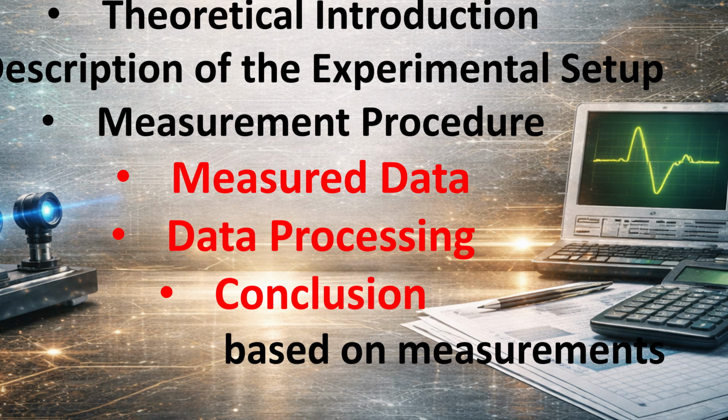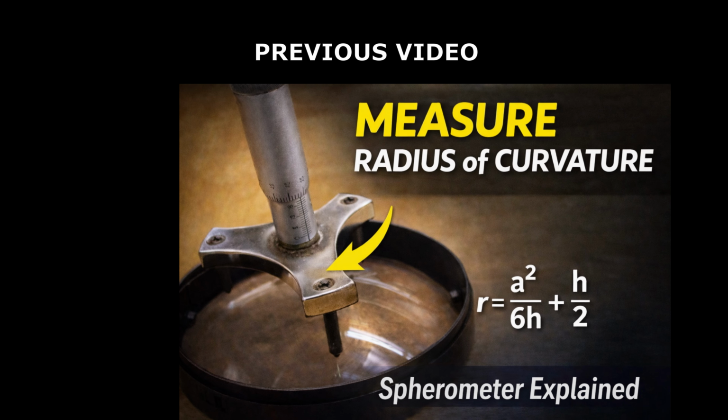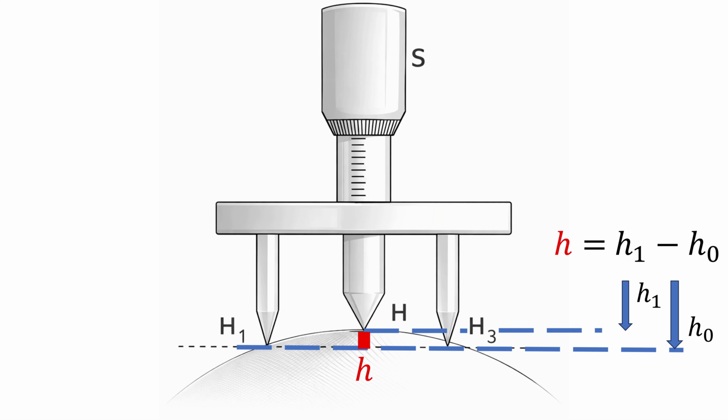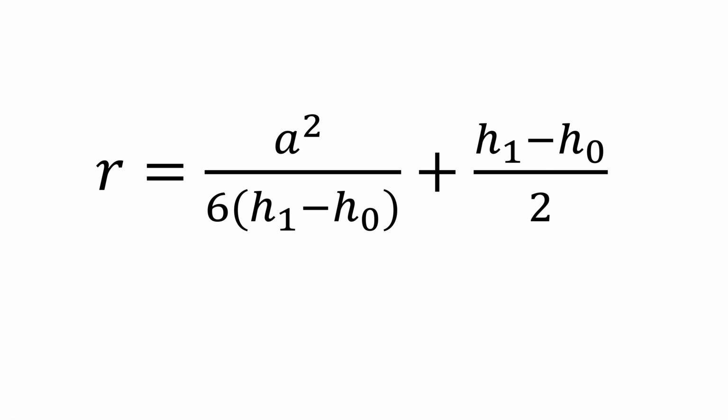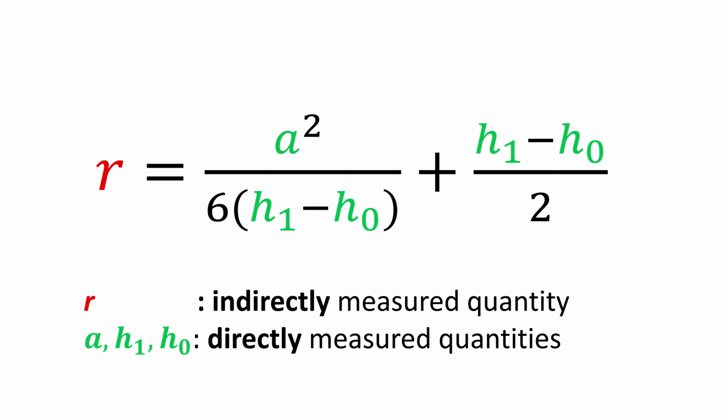the conclusion using a simple experiment shown in my previous video titled How to Measure Radius of Curvature with a Spherometer, Step-by-Step Physics Tutorial. In that experiment, we demonstrated how to measure the radius of curvature of a convex spherical surface. For this radius, r, we derived the following relationship. The radius of curvature, r, is an indirectly measured quantity. The distance a and the positions h1 and h0 are our three directly measured quantities.